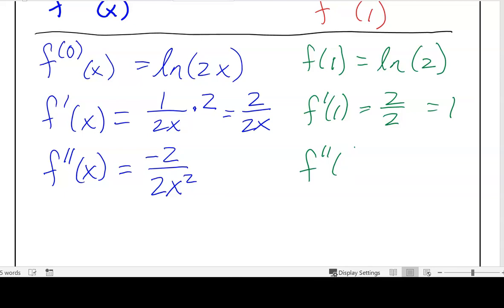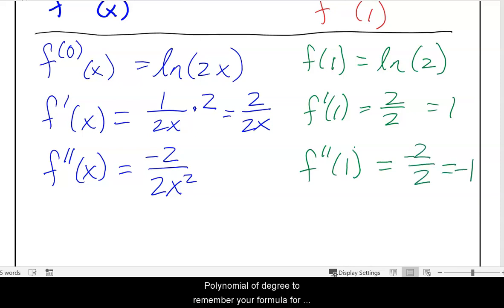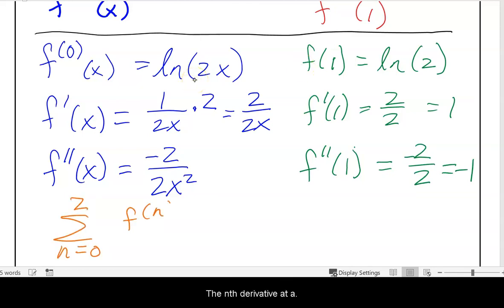Okay. Coming back. The second derivative at 1 would give me -2 over 2, which would give me a -1. Okay, so writing out the Taylor polynomial of degree 2, remember your formula. For the second Taylor polynomial, it's going to go from n equals 0 to 2, the nth derivative at a over n factorial times x minus a to the nth. Okay, so this is the formula that we need to use.